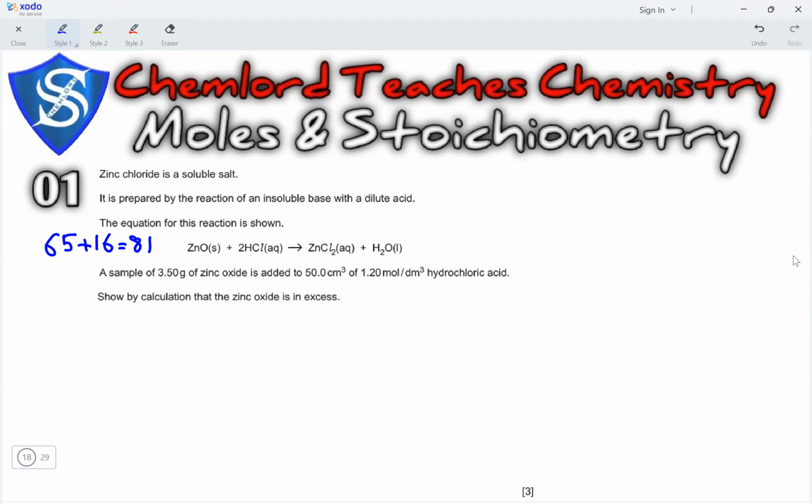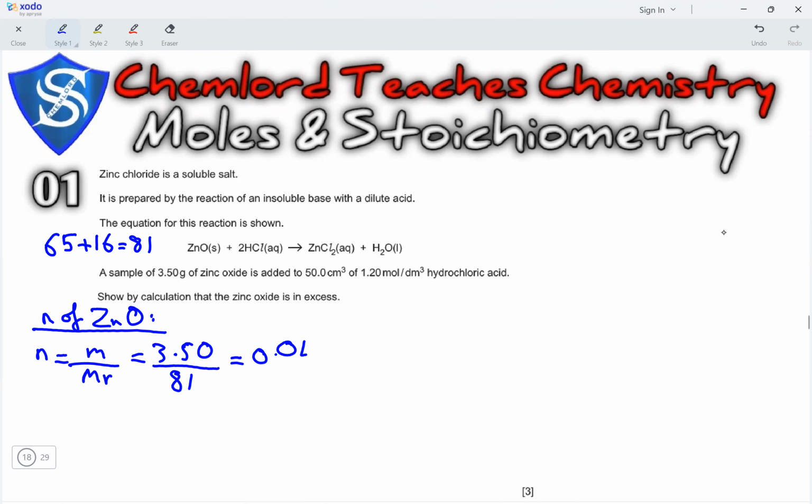And the next thing we need to do is to calculate the number of moles of zinc oxide. So moles of zinc oxide will be calculated using the formula n is equal to m upon MR. The mass given in the question is 3.50 grams. The MR calculated is 81. When we divide 3.50 by 81, we end up with number of moles of zinc oxide as 0.0432 moles.